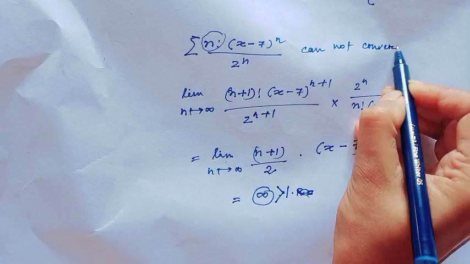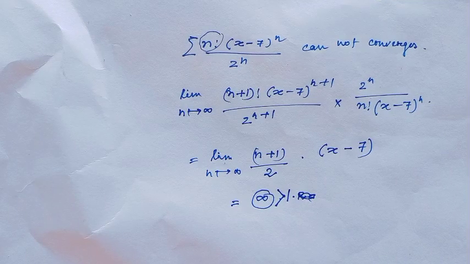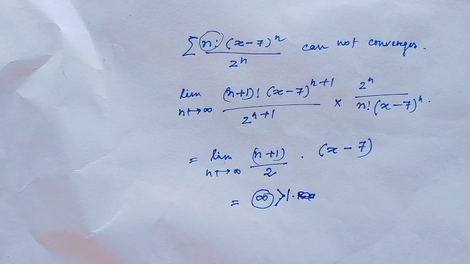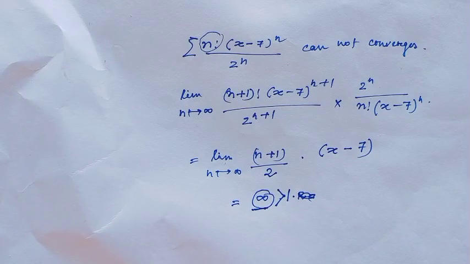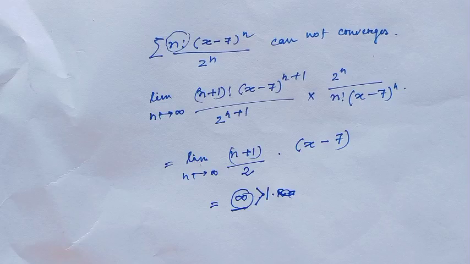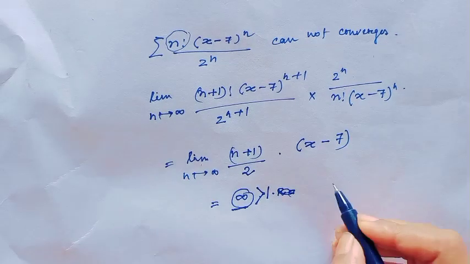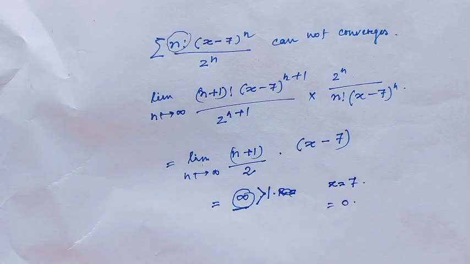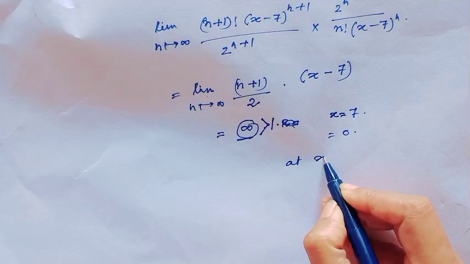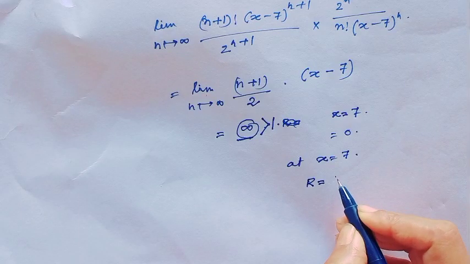Because a series converges only when the limiting value is less than 1. Since the value of the limit is infinity, this series cannot converge. Therefore, actually there is no value of x for which the series converges, except only one value. When x equals 7, then the limiting value would be 0. That means at the point x equals 7, the radius of convergence, r, equals 0.